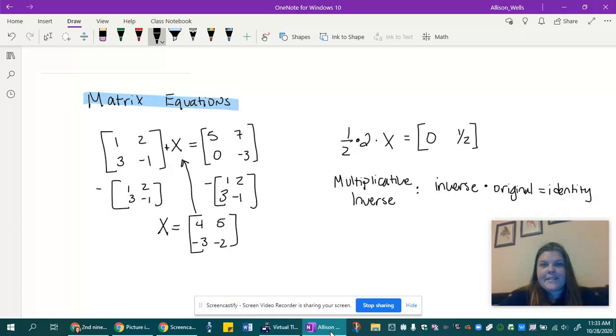For different number systems, you have different multiplicative inverses and different identities. But when it comes to real numbers, like you've worked with in all of algebra, the inverse of a number, like 2, is 1 over 2. Because when you multiply those two together, you get the real number identity 1. With matrices, the identity is a little different than just 1, and therefore the inverse is going to be a little bit different than just 1 over the original matrix.